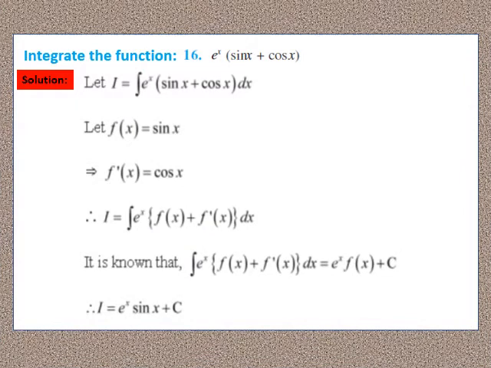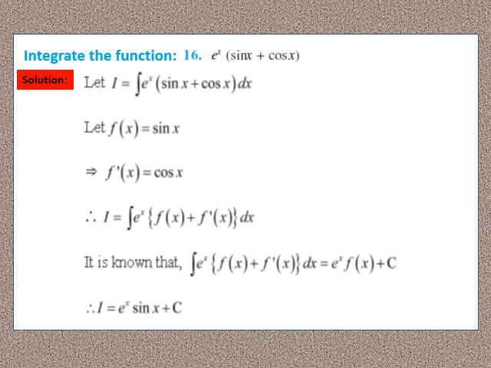Next is question 16. Integrate the function e power x into sin x plus cos x. Now this comes in the other form. We have learned that if we have an integral of the form e power x into f x plus f dash x, now this is like that only. So here f x is sin x and f dash x is what? Cos x. So this integral is written in the form of integral of e power x into f x plus f dash x, and we know that the integral of e power x into f x plus f dash x dx equals what? e power x into f x plus constant c.